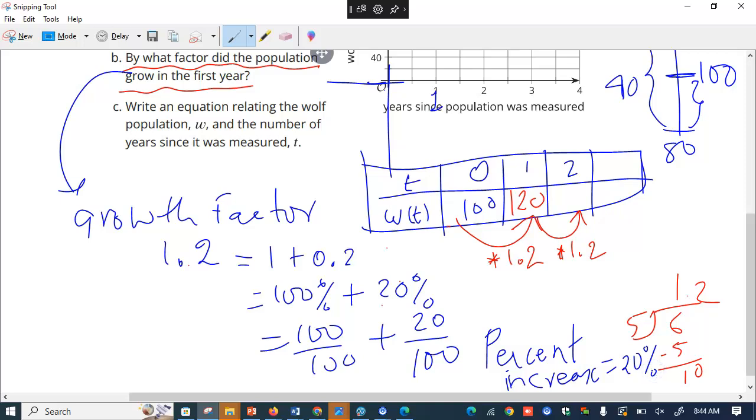So the population of wolf is really growing a little faster. I would say 20% is quite a big percentage and is growing. So there are two ways you can remember. One is 1.2.